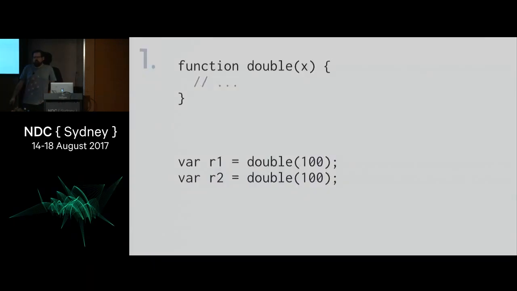Here's an example of a bit of code. It's really simple. We've got a function called double. It's going to take an input. It's presumably going to return something. And for the moment, we're not going to care what's going on inside. And then we're going to use it twice down here.